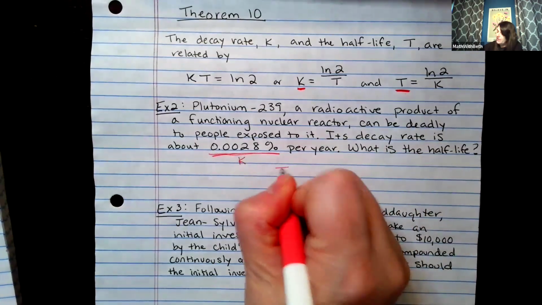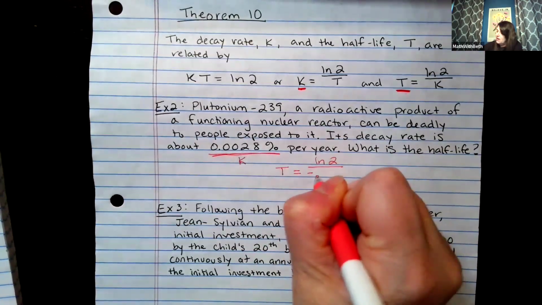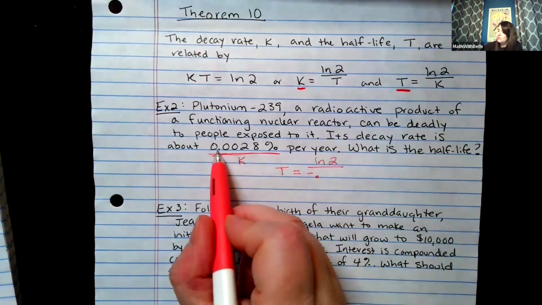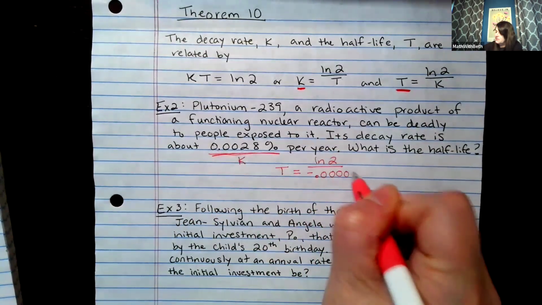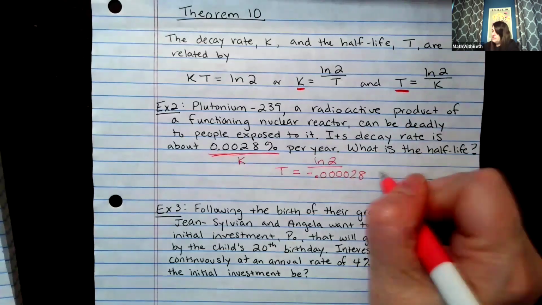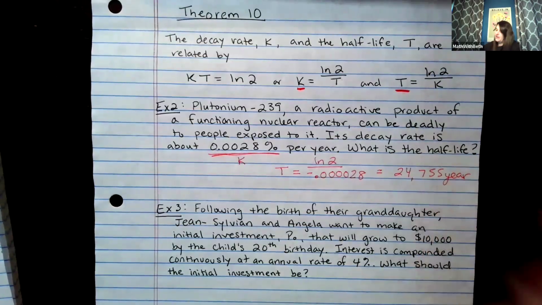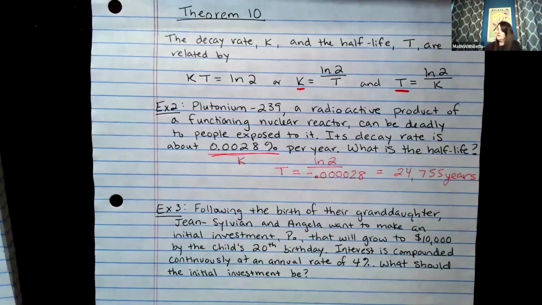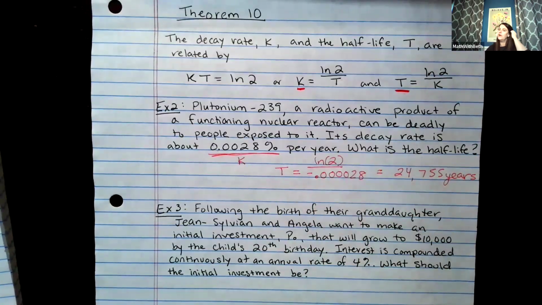So to find the half-life, we would do ln 2 divided by our k, but remember this is percent, so we really need to move this decimal 2 more places to the left. So there's a bunch of zeros there. So we would really do this in the calculator to get 24,755 years. So definitely when you put it in the calculator, make sure you end the parenthesis after the 2 before you divide, or else you'll get a different answer.